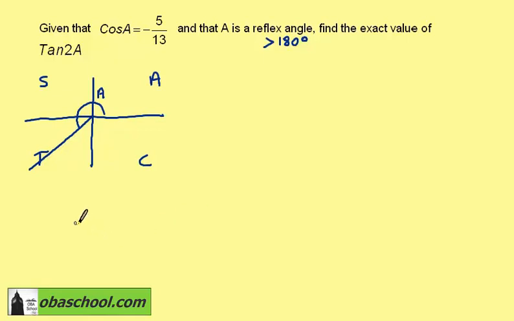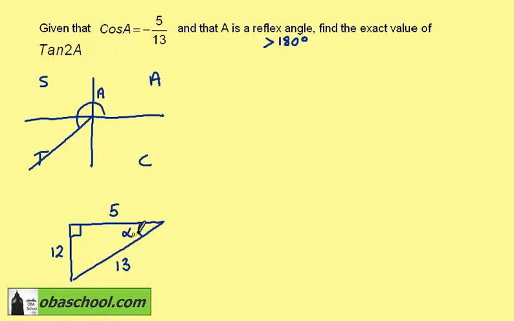Now let's consider this triangle, where the hypotenuse is the line showing our angle in the CAST diagram above. If this side is 5 and this one 13, Pythagoras' theorem tells us that this one is 12. You should know that 5, 12, 13 is a right-angled triangle, but if you didn't, you could have used Pythagoras' theorem.